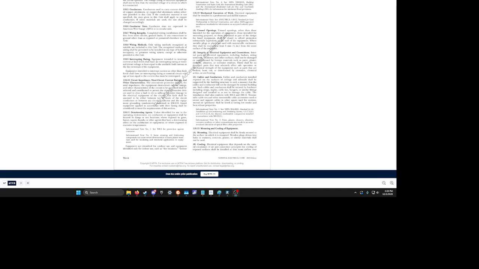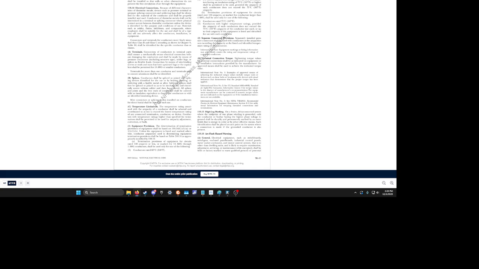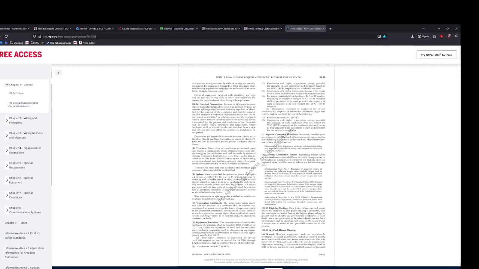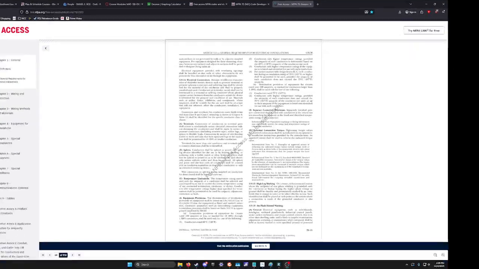Mounting and cooling of equipment. Mounting: electrical equipment shall be firmly secured to the surface on which it is mounted. Wooden plugs driven into holes in masonry, concrete, plaster, or similar materials shall not be used. So don't use like a wooden stake or something. Use a proper metal screw. I need to go back.